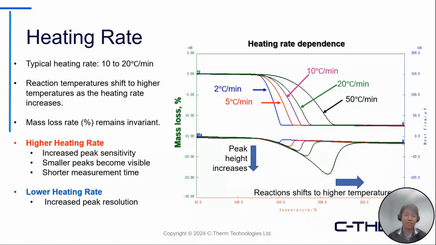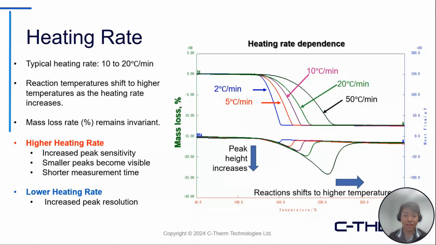So next I'd like to talk about the heating rate to use. A typical heating rate for STA ranges from 10 to 20 degrees per minute. Its effect is quite similar to how the reaction temperature shifts to higher temperature when you increase the sample amount. If you increase the heating rate, similarly, the reaction temperature will shift to higher temperature, but the onset temperature will still remain the same.